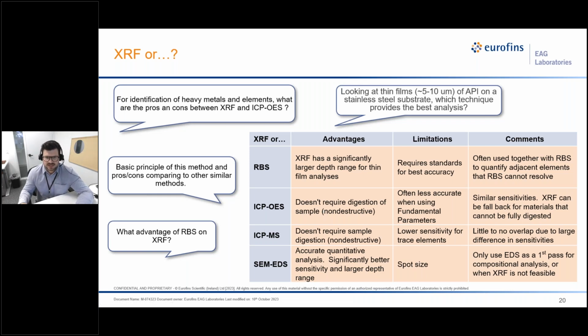XRF and ICP OES are the most complementary techniques here. They can both be used interchangeably, but unique differences might make one a little bit better in specific cases. One definite advantage to XRF is that it's non-destructive, and it's not going to require digestion of the sample like ICP OES. A limitation you may have is that it's often less accurate when relying solely on fundamental parameters. But if we had a calibration to go off, it's very comparable.